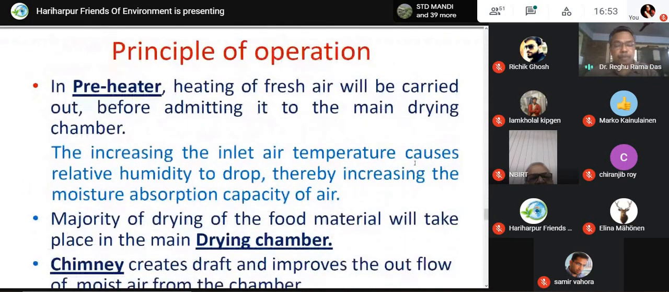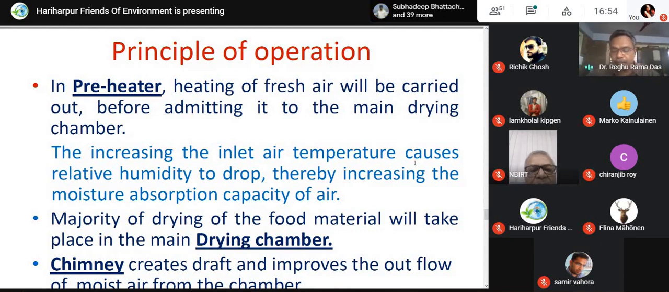As far as the principle of operation is concerned, in the preheater, heating of fresh air will be carried out before entering the main drying chamber. This is the main addition we have included in this design. Increasing the inlet air temperature causes a drop in relative humidity, thereby increasing the moisture absorption capacity of the air.